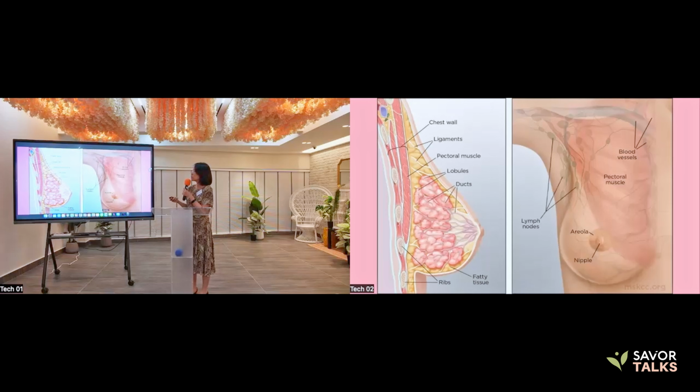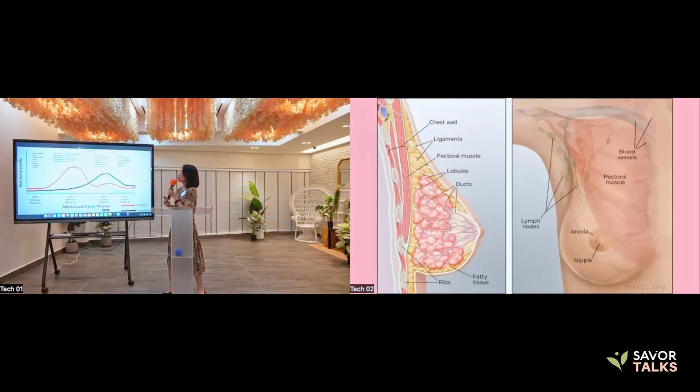So that's why when someone has breast cancer, it can spread through the lymphatic drainage, and then they will have an enlarged lymph node. So that's why when you do a breast examination, you need to check over here as well, to see if there is any enlargement of the lymph nodes.